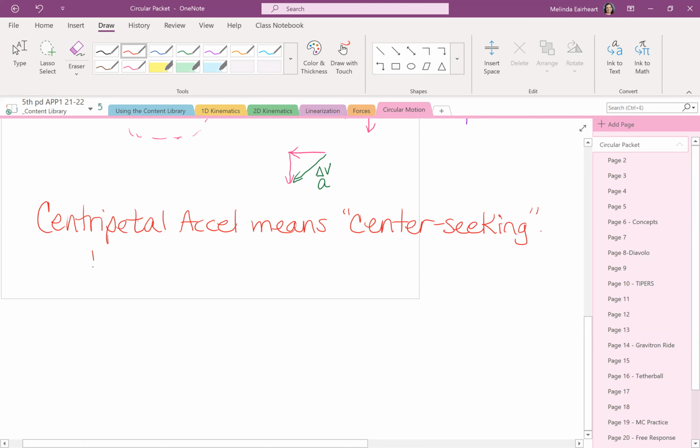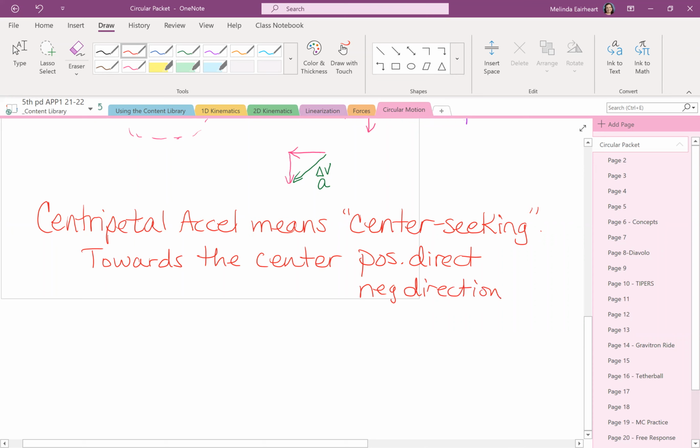Okay, so towards the center is the positive direction. What would be the negative direction? Any guesses what the negative direction would be? Out, away from the center, opposing is what I usually say, 180 degrees from center seeking, okay? And so away from the center would be considered the negative direction.